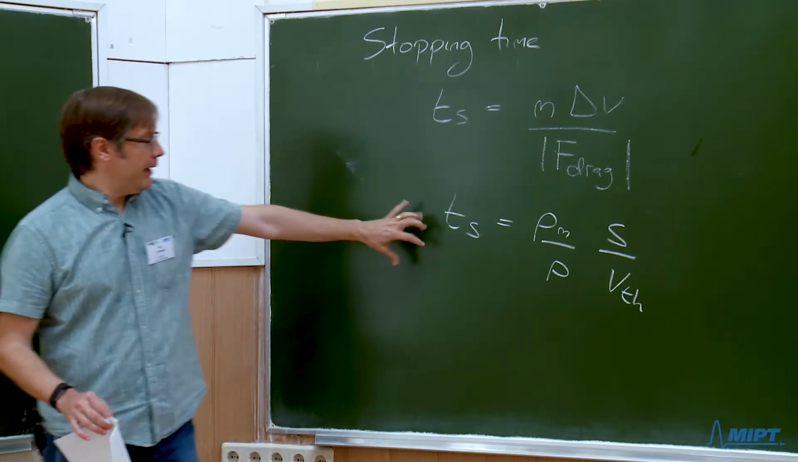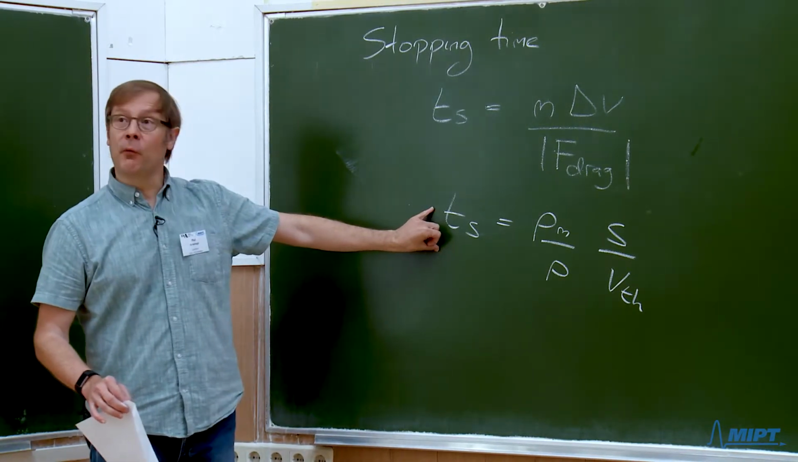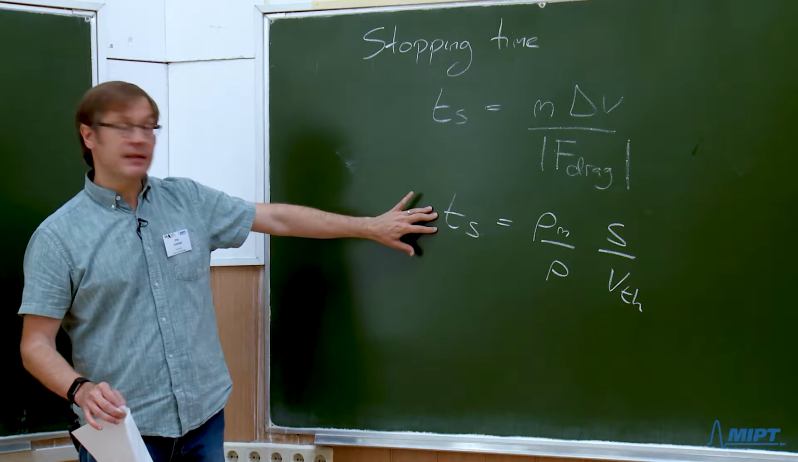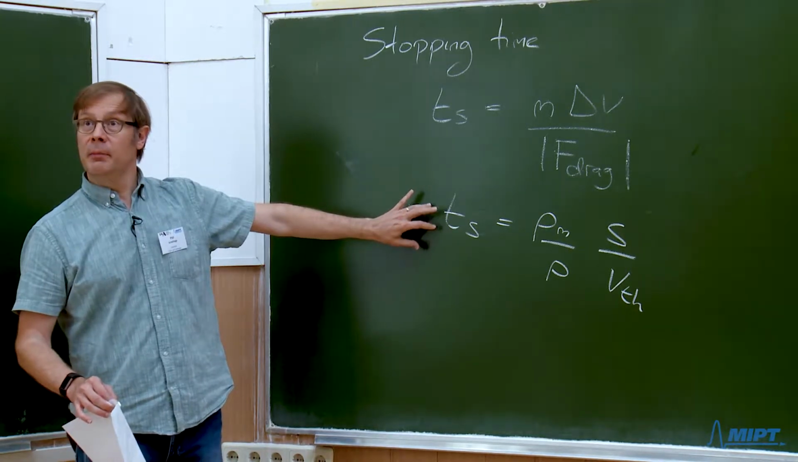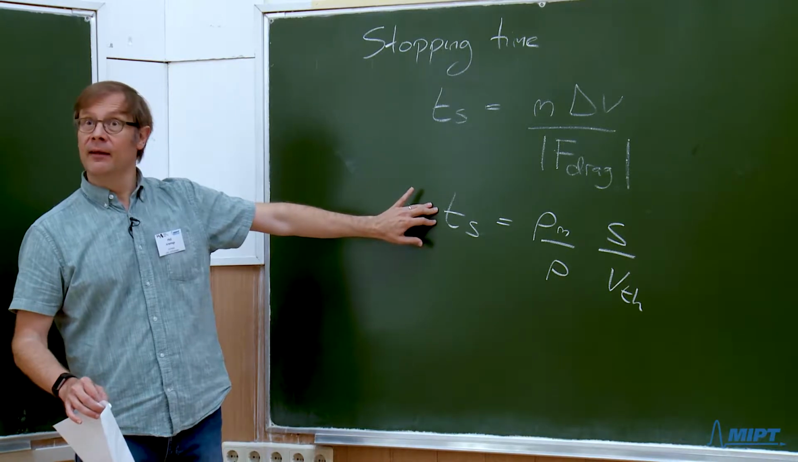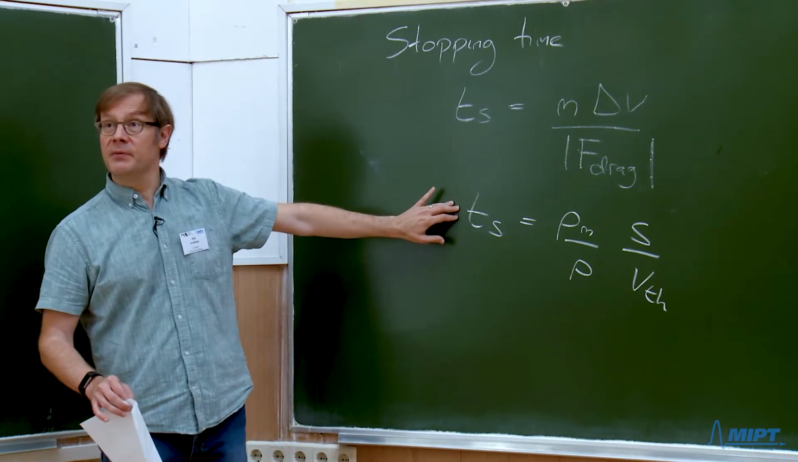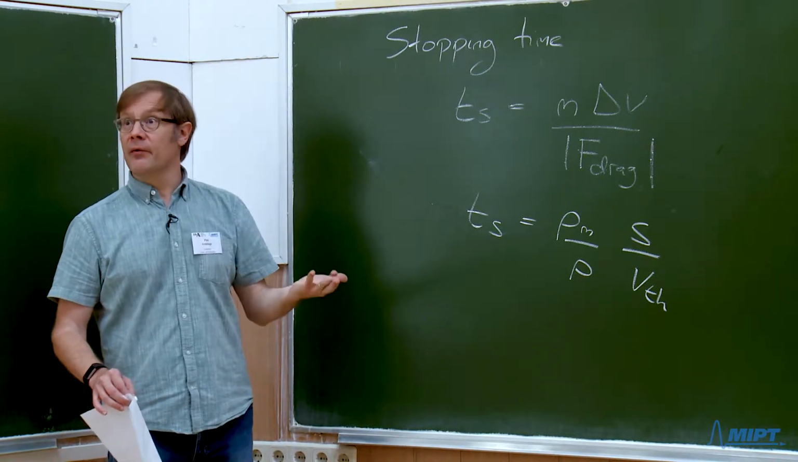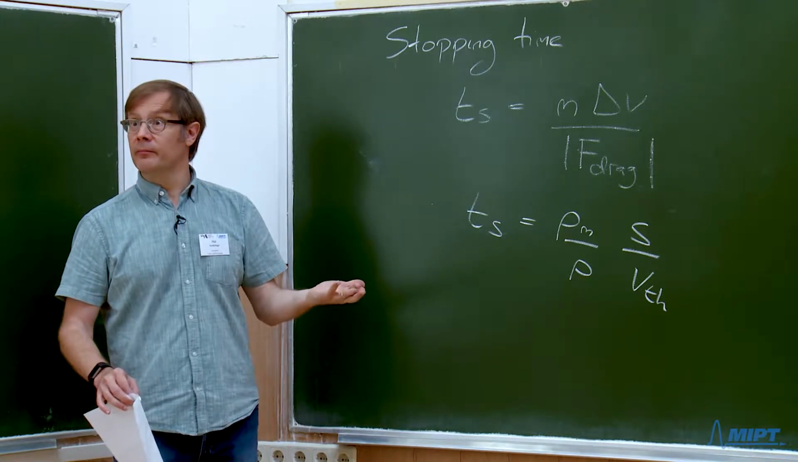Now, very frequently, a more useful way of expressing this is not in terms of this dimensional quantity, but in terms of a dimensionless quantity. So we take this timescale and we take the ratio of this timescale to some other timescale that we're interested in the problem. Okay?